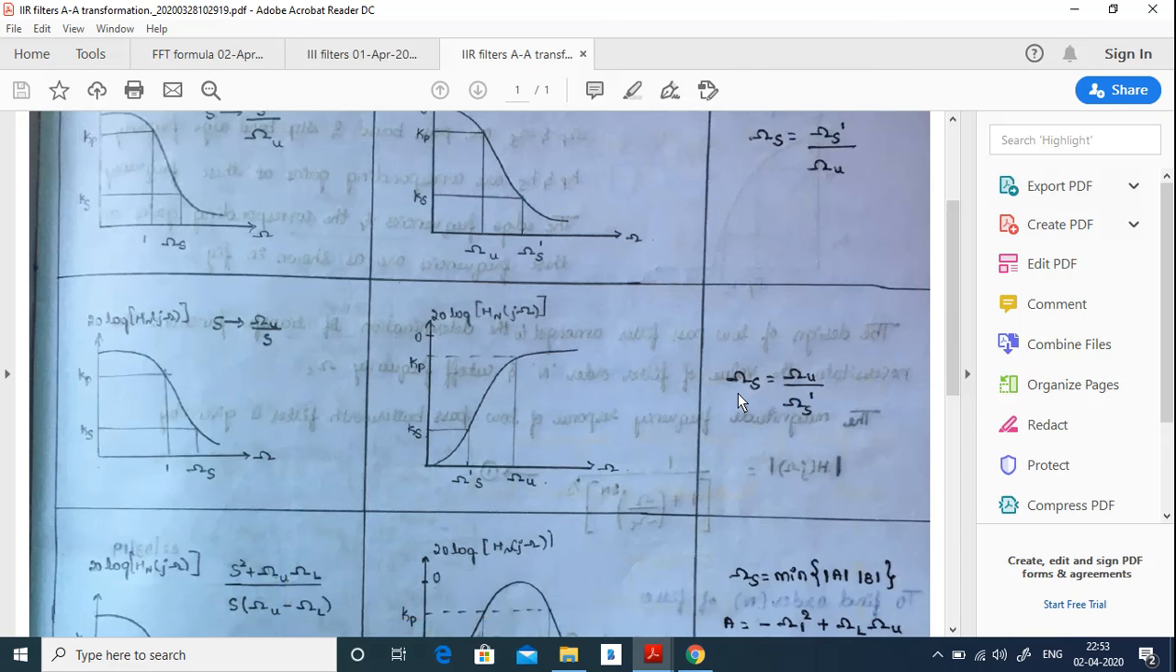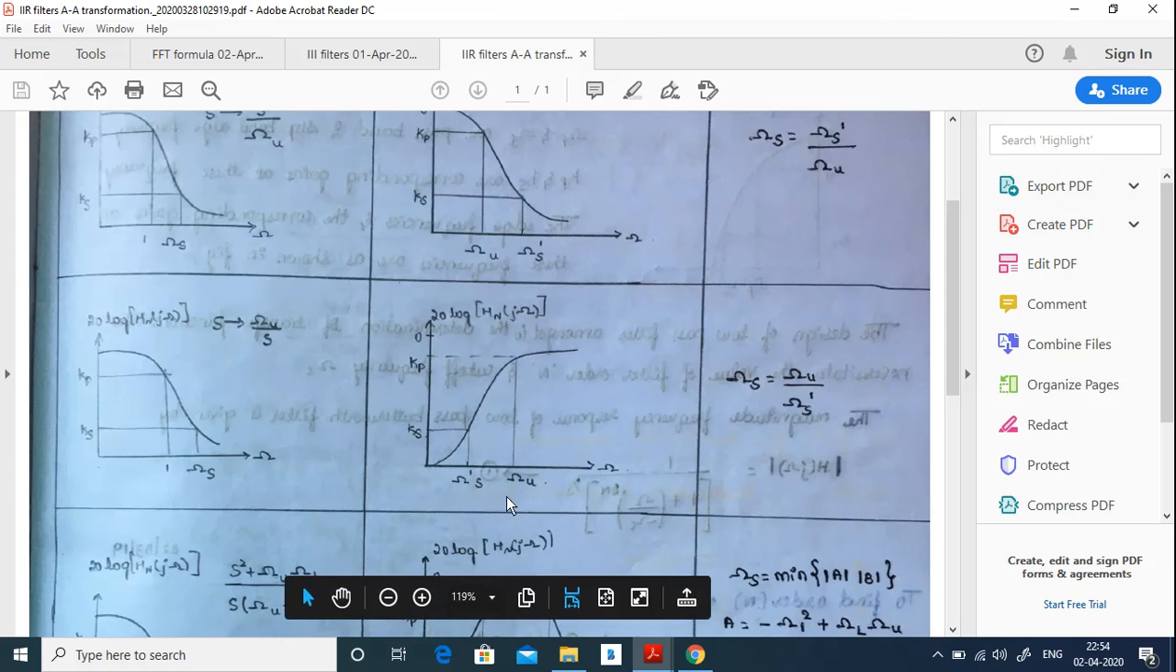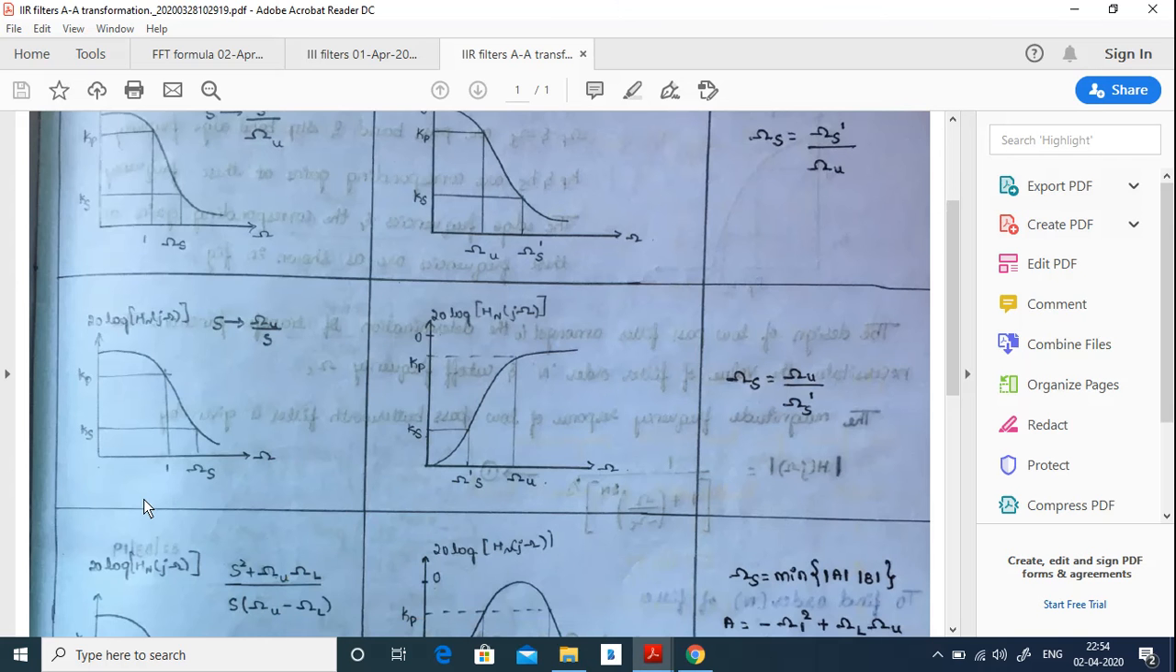That is, omega s is given by omega u divided by omega s dash. Have they given you the values of omega u and omega s dash? Of course, they have given you the value of omega u as well as omega s dash. See here. So I'll use this particular backward difference equation to convert these given values into this, because remember, I know formulas only for designing a normalized low pass Butterworth filter.